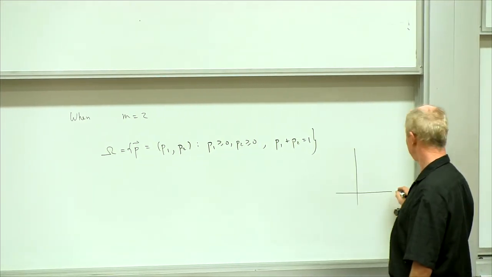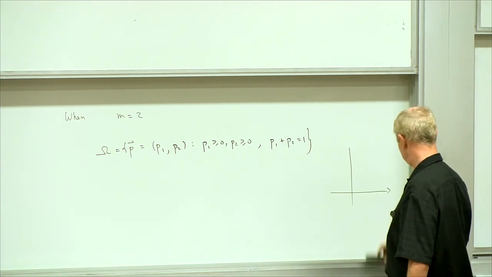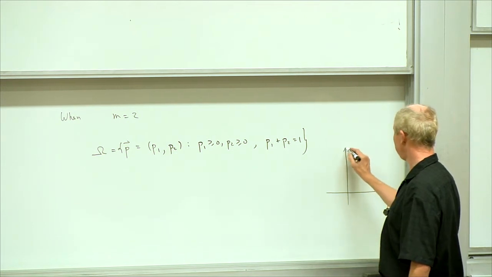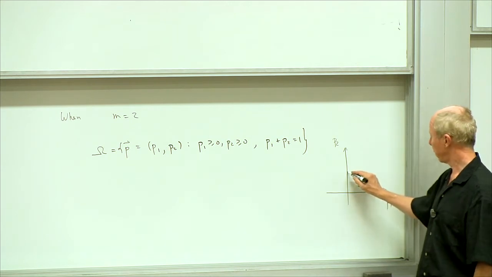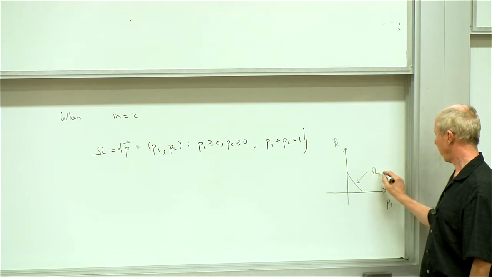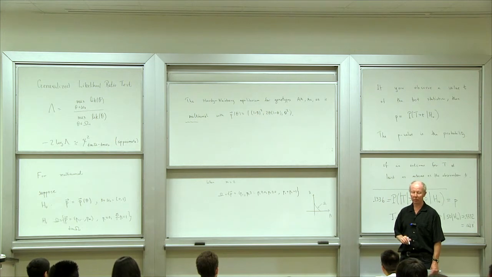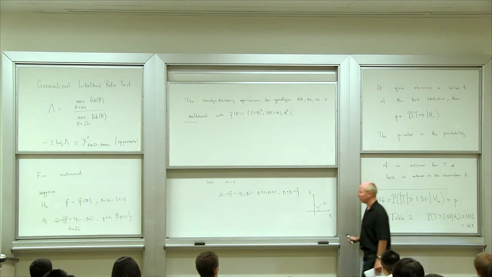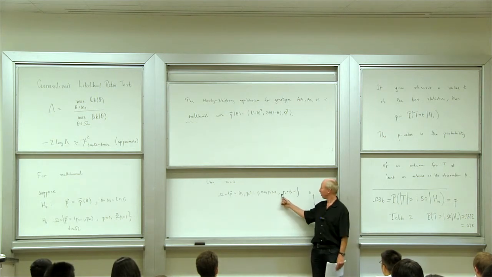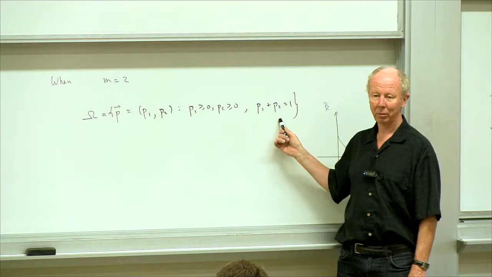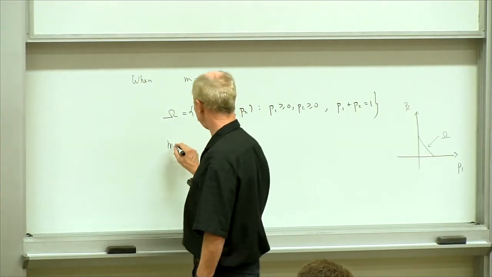If I were to draw a picture of that, in the P1, P2 plane, what would it look like? Omega is that line segment, and its dimension is 1. Why is it dimension 1? Well, if you know P1, that's one dimension. This says what about P2? 1 minus P1. So there's really only one free variable here. What if we did this in 3 dimensions?